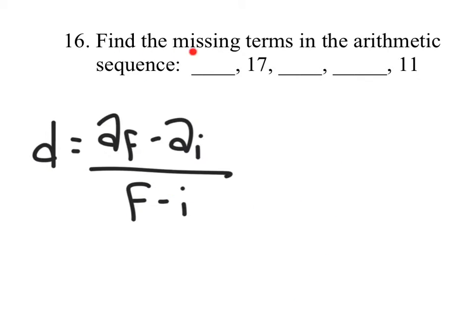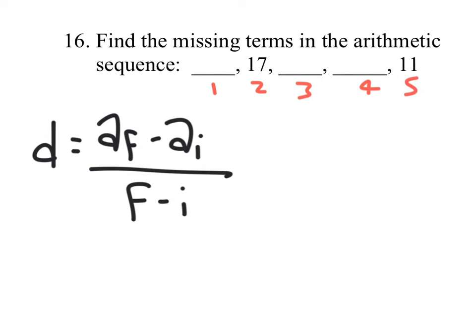Number 16 says, find the missing terms in the arithmetic sequence. The first thing that I'm going to do is label each of these terms. So we've got a first, second, third, fourth, and fifth. And we remember that with this formula to find the common difference, which we know is either the addition or subtraction of a constant value to go from one term to the next, a sub f is going to be our final term. In this case, it's the fifth term with the value of 11. The initial is going to be 17 with a value of 2.